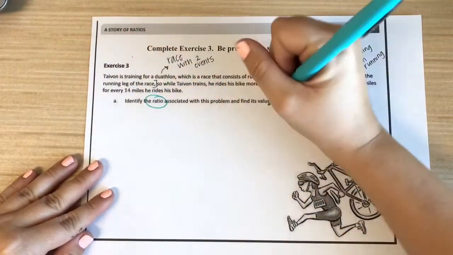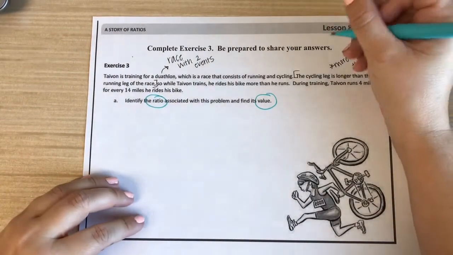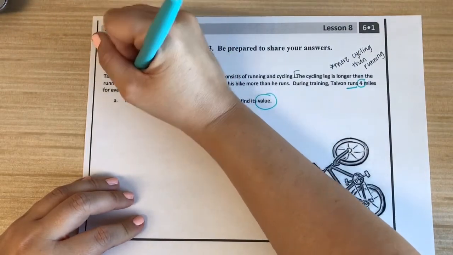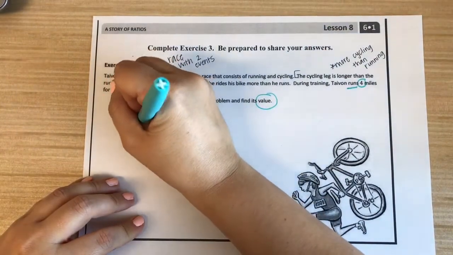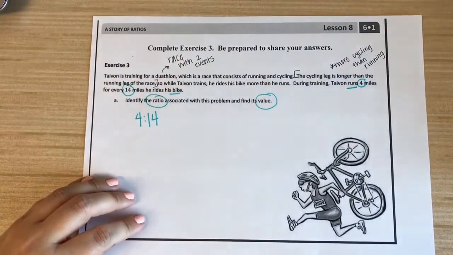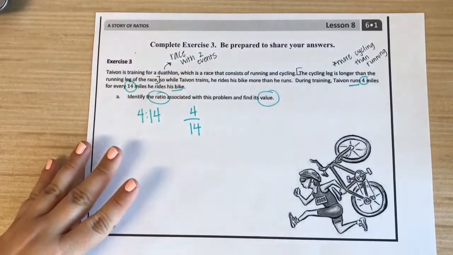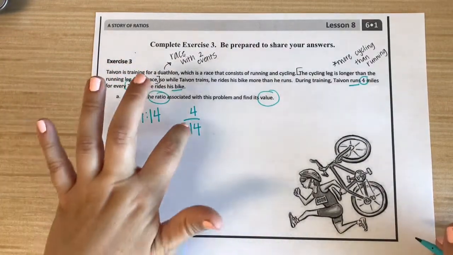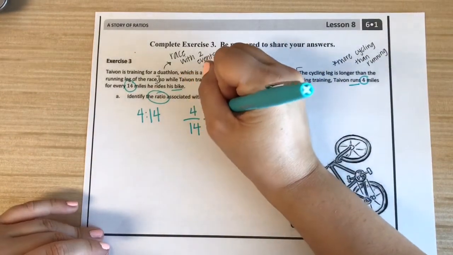So I need to find the ratio, I need to find the value. So the numbers I read, he runs 4 miles for every 14 miles on his bike. Okay, so 4 to 14, I can write that as 4 over 14. Now this is not its value yet because this can reduce down. It can be simpler. I know that they're both even numbers, so I could divide both sides by 2.